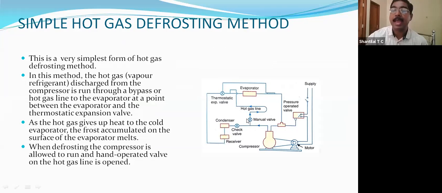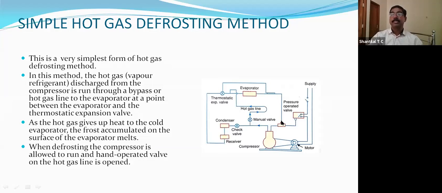It is controlled by a manual valve, so normally it is closed. If you want to defrost, open this valve. Then the compressed gas goes to this evaporator and back to the compressor. This time the frost is melting. After melting the frost, you can close the valve. Then normal cycle: the compressed gas goes to the condenser, then receiver, then expansion valve, then to the evaporator. Here it is stopped.